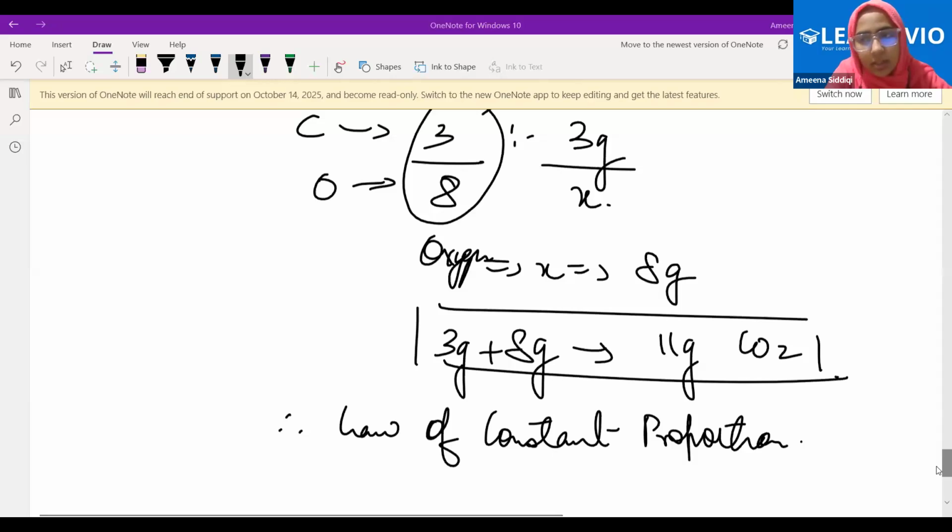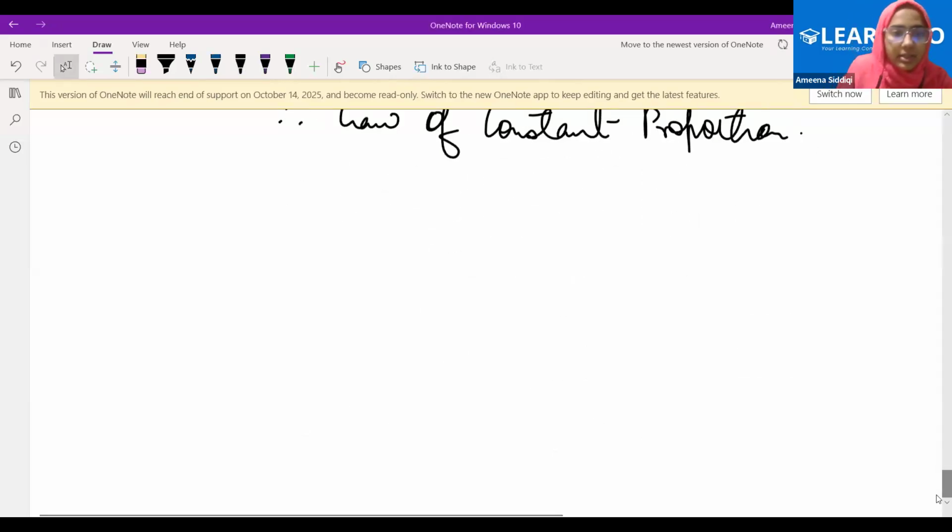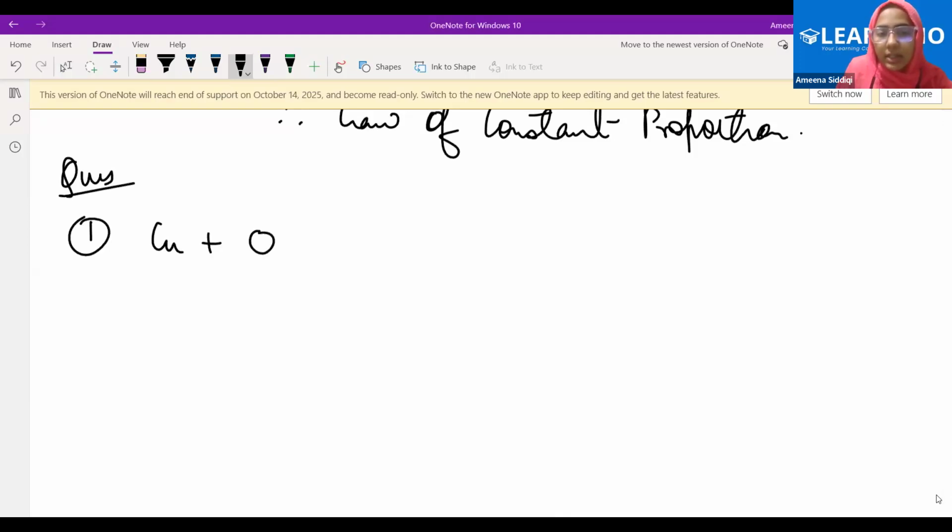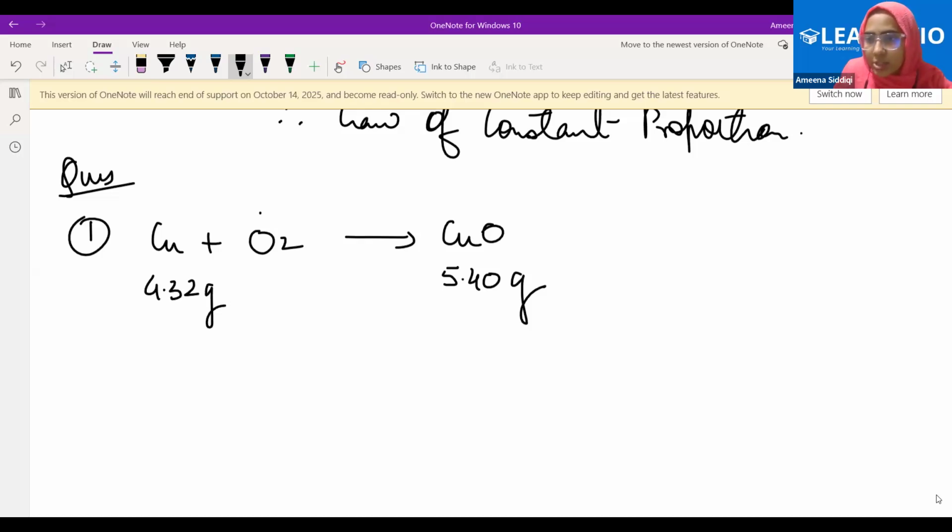See, this is the equation. In the first part, we have two methods here, right? In both the methods, we are preparing what? Copper oxide. So we are preparing it by two methods. First, we are having copper plus some amount of oxygen through nitric acid, and then we are getting copper oxide. And we have the mass here as 5.40 grams, and here as 4.32 grams.